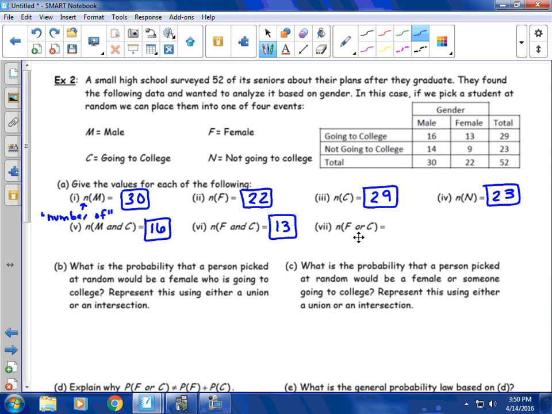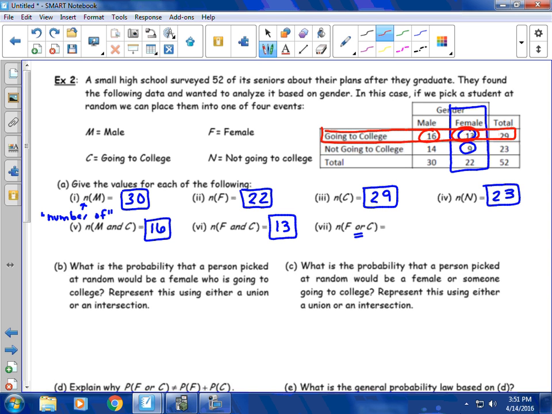How about female or college? Now this is where what we're talking about today comes in. Female is everything in this column. So we got 13 people here and 9 people there. Or going to college. Well, going to college is everything in this row. But if I say 16 of those and 13 of those, what have I just done? Well, I've counted 13 twice. I don't want to do that. So it's not as easy as just saying 22 plus 29. There's an overlap. There's 16 plus 13 plus 9.